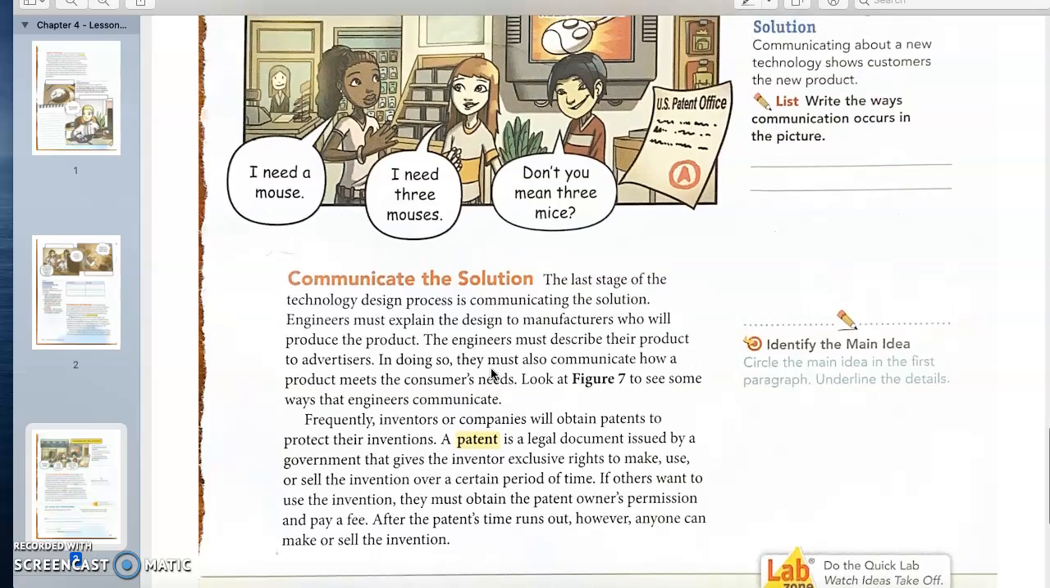And finally, I want to remember this key word down here, patent. So I would circle that and underline that it's a legal document issued by government that gives the inventor exclusive rights to make, use, or sell the invention over a certain period of time.